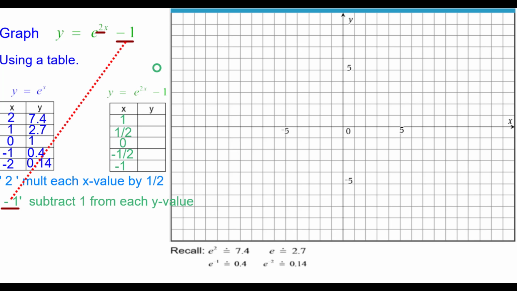For the minus 1, we need to subtract 1 from each y value. So 7.4 minus 1 would be 6.4, and then we can plot the point 1, 6.4. We're going to ask you to pause and finish these 4 points, plot them and finish the graph. Resume when you're ready.